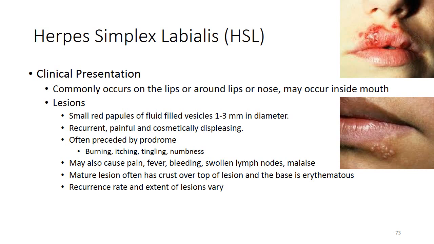The development of lesions is often preceded by a prodromal phase consisting of symptoms of burning, itching, tingling, and numbness in the area in which the lesion develops. Mature lesions often develop a scab or crust over the lesion. The rate of recurrence and the extent of the lesion vary greatly from person to person.